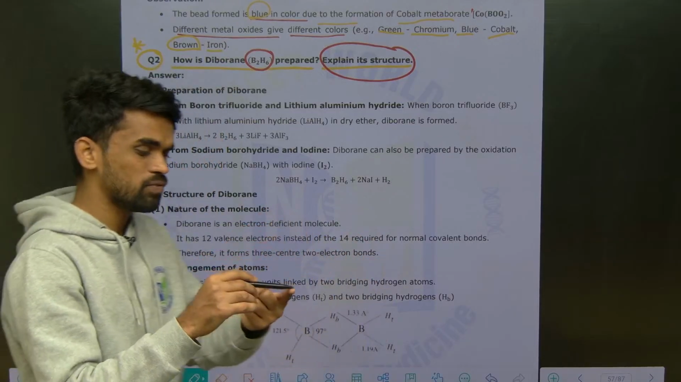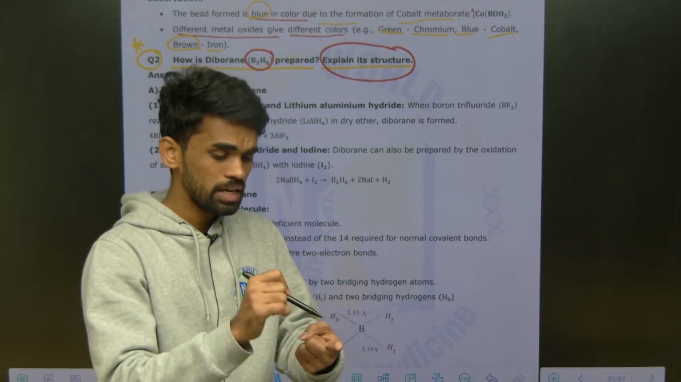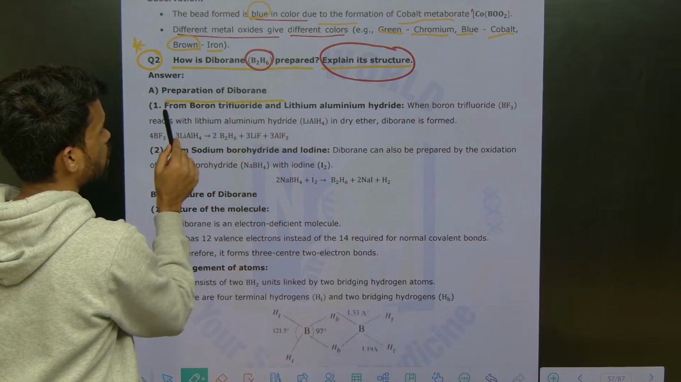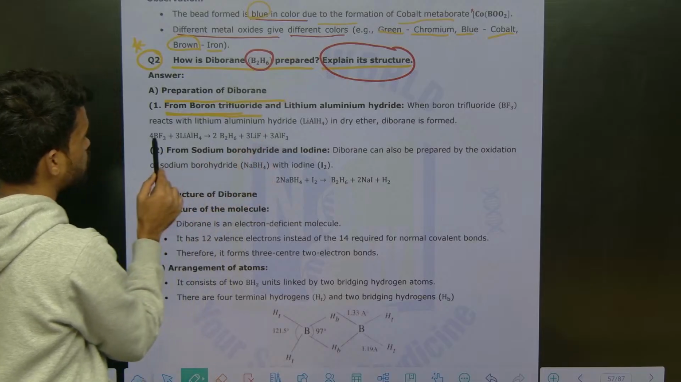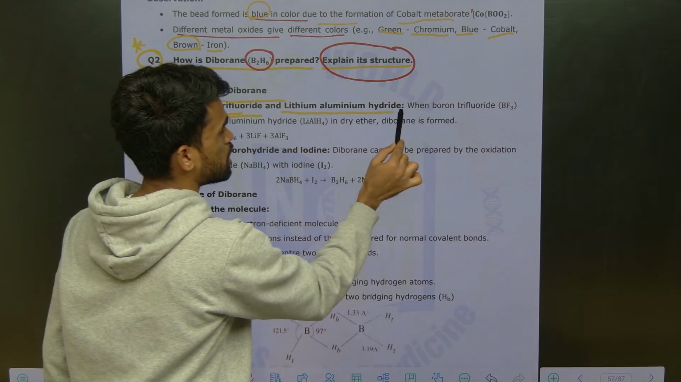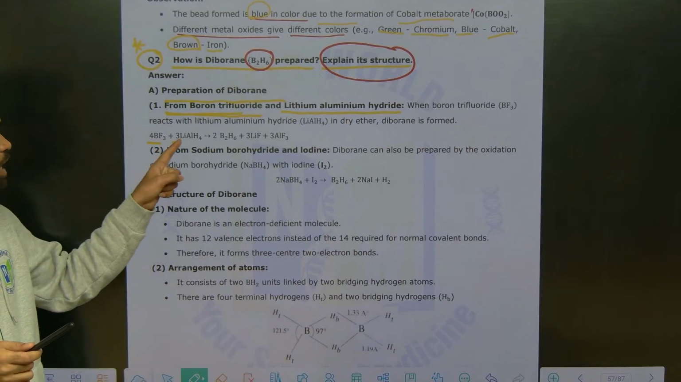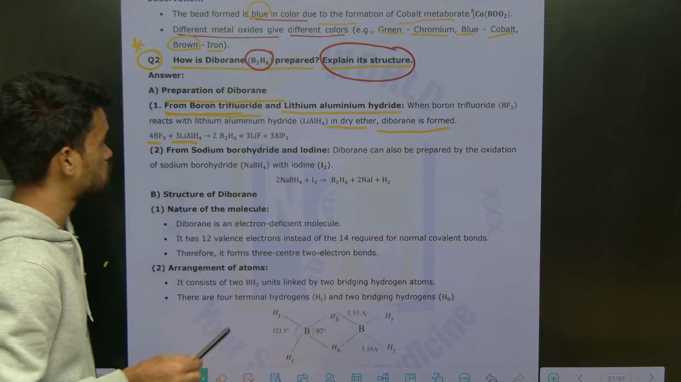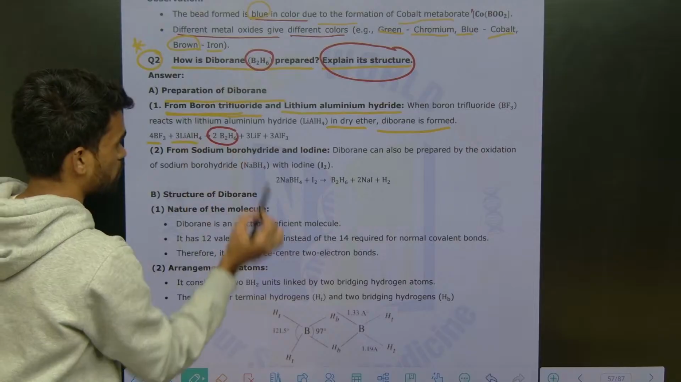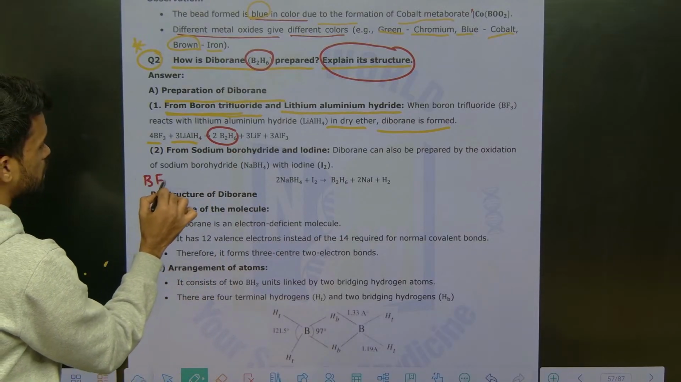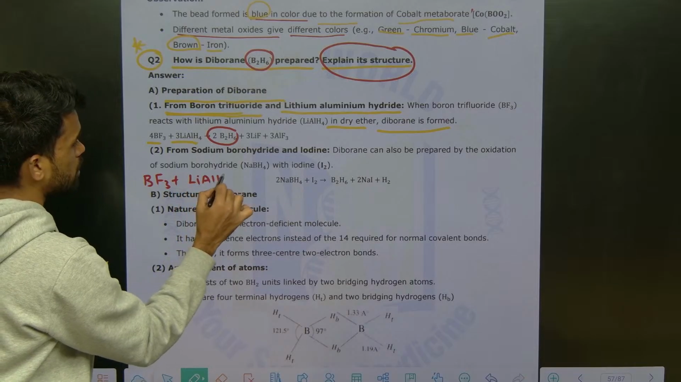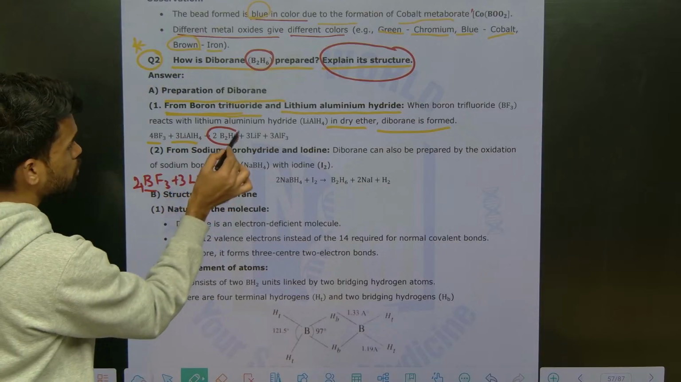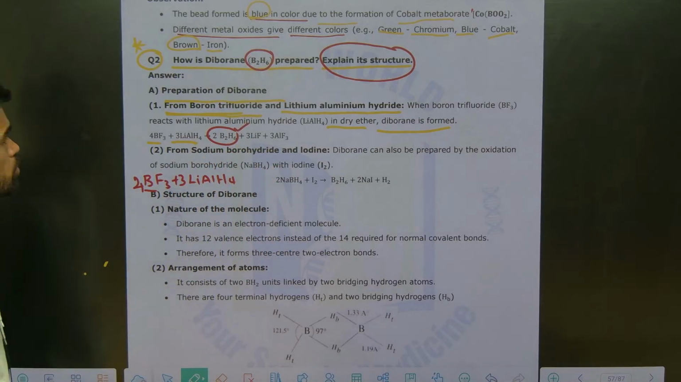Now you are preparing the preparation methods of diborane, and next the structure of diborane. Look at here. The first method of preparation is from boron trifluoride, BF3. It is treated with lithium aluminium hydride. BF3 plus lithium aluminium hydride, when treated in dry ether, gives diborane. So diborane, B2H6, is formed. Here you take 4, here you take 3, therefore you get a B2H6 type of compound.